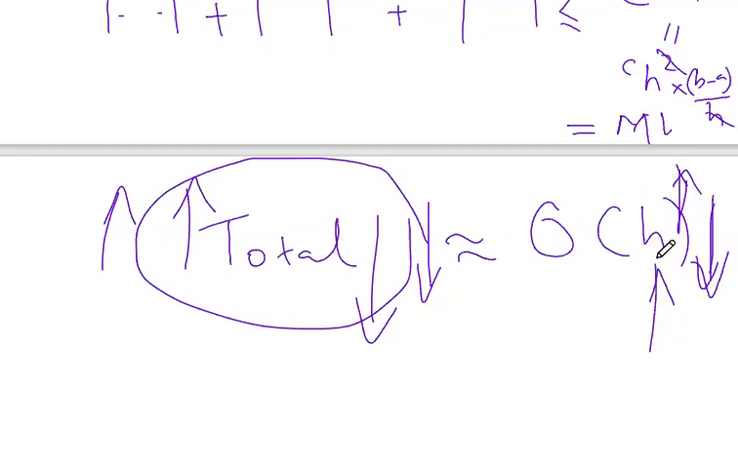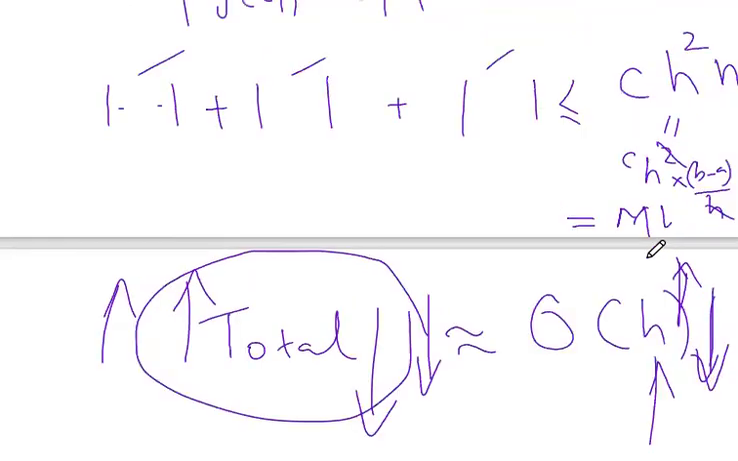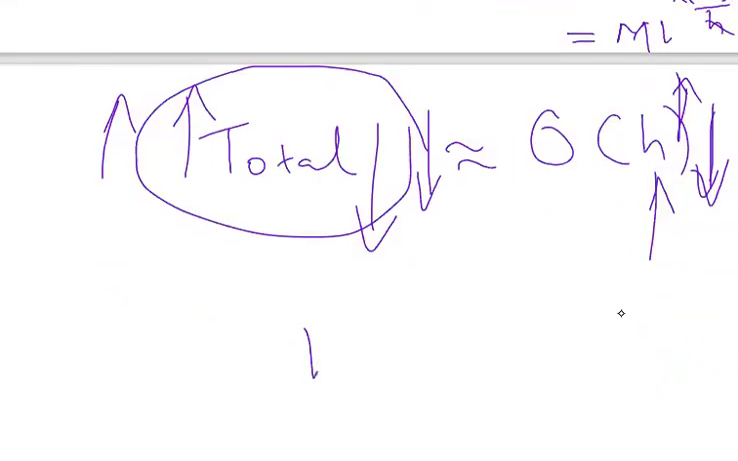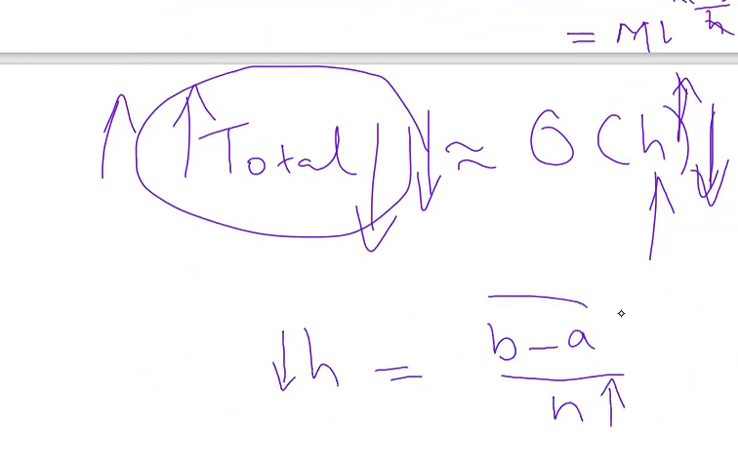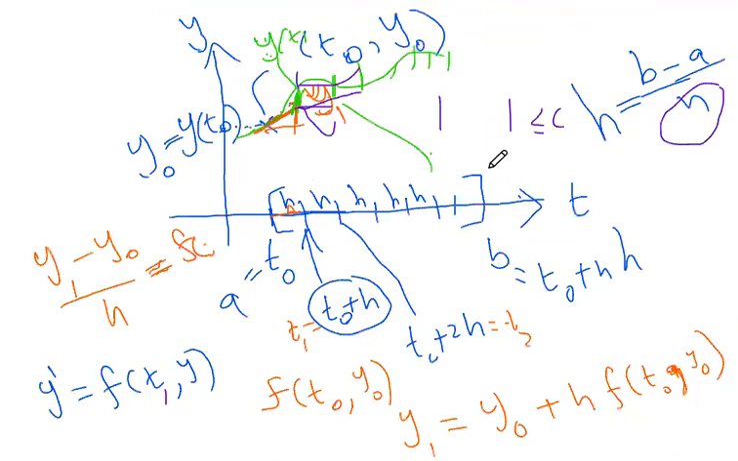So when you reduce the length of a subinterval, what does it mean? You know the relationship between H, N, and B minus A: H is the length of the original interval divided by the number of subintervals. If you reduce H, this means you increase the number of subintervals, since this is fixed, right? That means you have to break the original interval into a lot of subintervals. When you increase the subintervals, what happens to the computational cost?